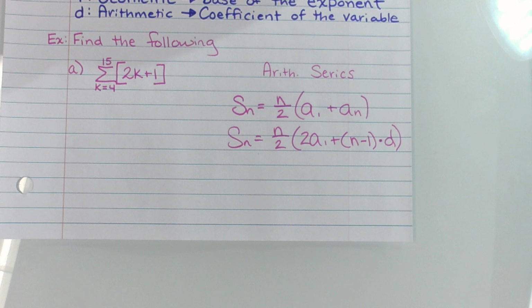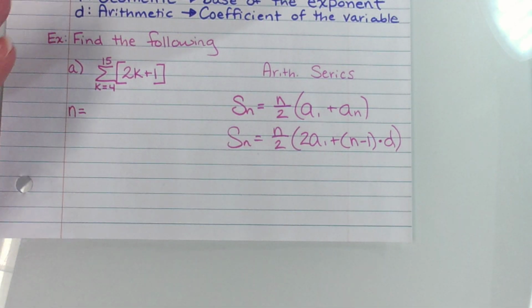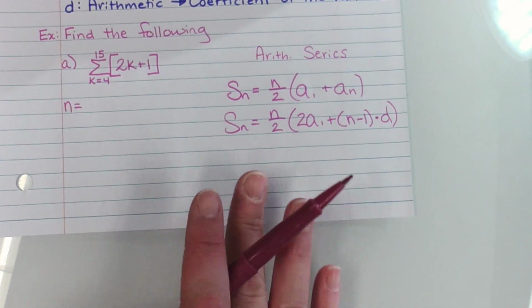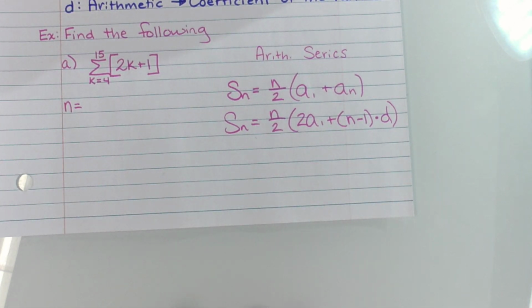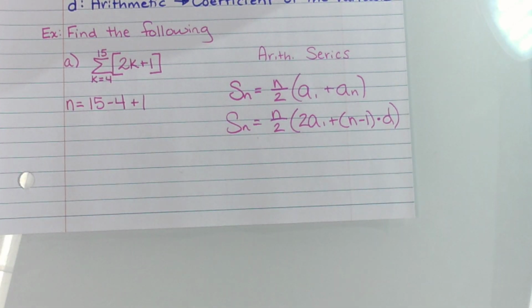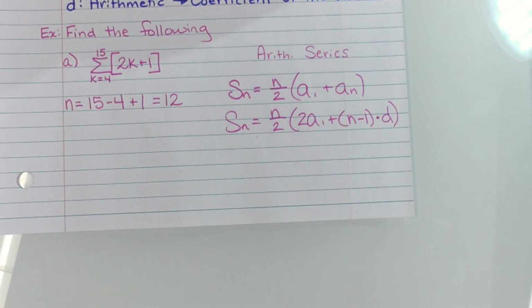Can we find n? To find n, the thing that causes the most issues with sigma notation: top number minus bottom number plus 1. In this case, that is what minus what plus 1? 15 minus 4 plus 1. 15 minus 4 is 11 plus 1 is 12. We're adding up 12 numbers. When in doubt, could we count them? 4, 5, 6, 7, 8, 9, 10, 11, 12, 13, 14, 15. 12.